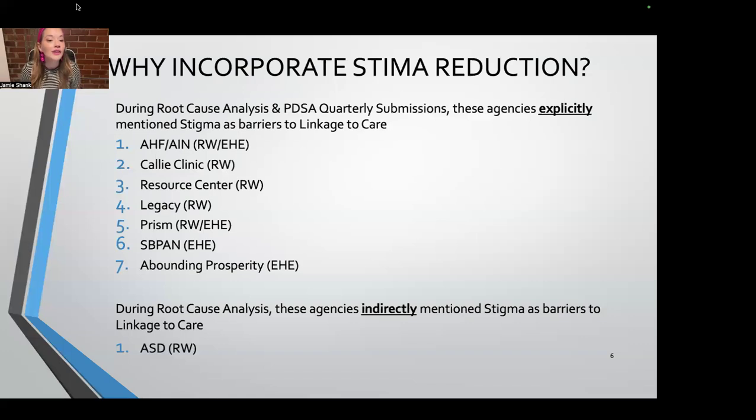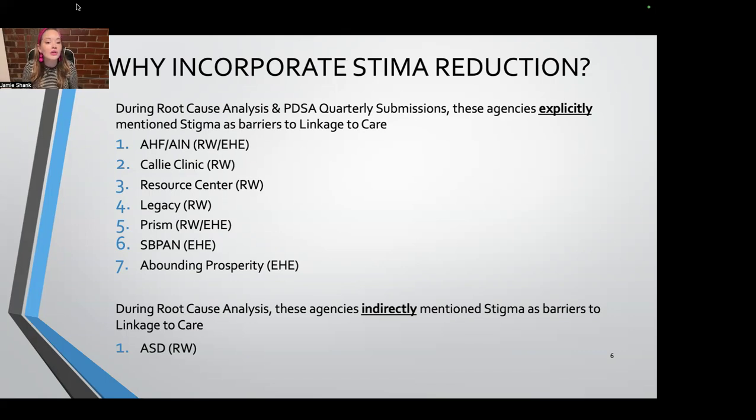So this is a reflection of y'all. During root cause analysis, your RCA, early on in your QI project, as well as throughout the quarterly PDSA (Plan, Do, Study, Act) submissions, we've had some agencies explicitly call out stigma and name stigma as specific barriers for linkage to care. So we see that representation with those 7 folks. Again, this crosses our Ryan White funding, our EHE funding. It applies with the status neutral lens and so much more. So our AHF family, Cali Resource Center, Legacy, Prism, we have Abounding Prosperity and SBPAN, right?